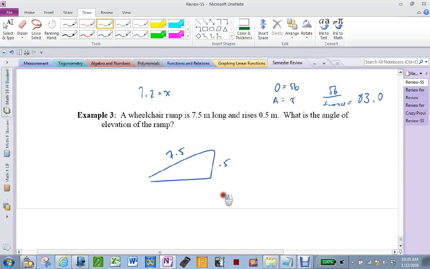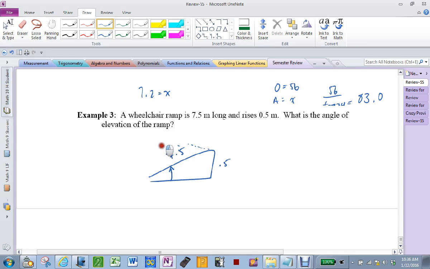I want the angle of elevation. Which angle elevates? The one on the left or the one on the right? The one on the left. Why? Because I'm going up the ramp. Right?